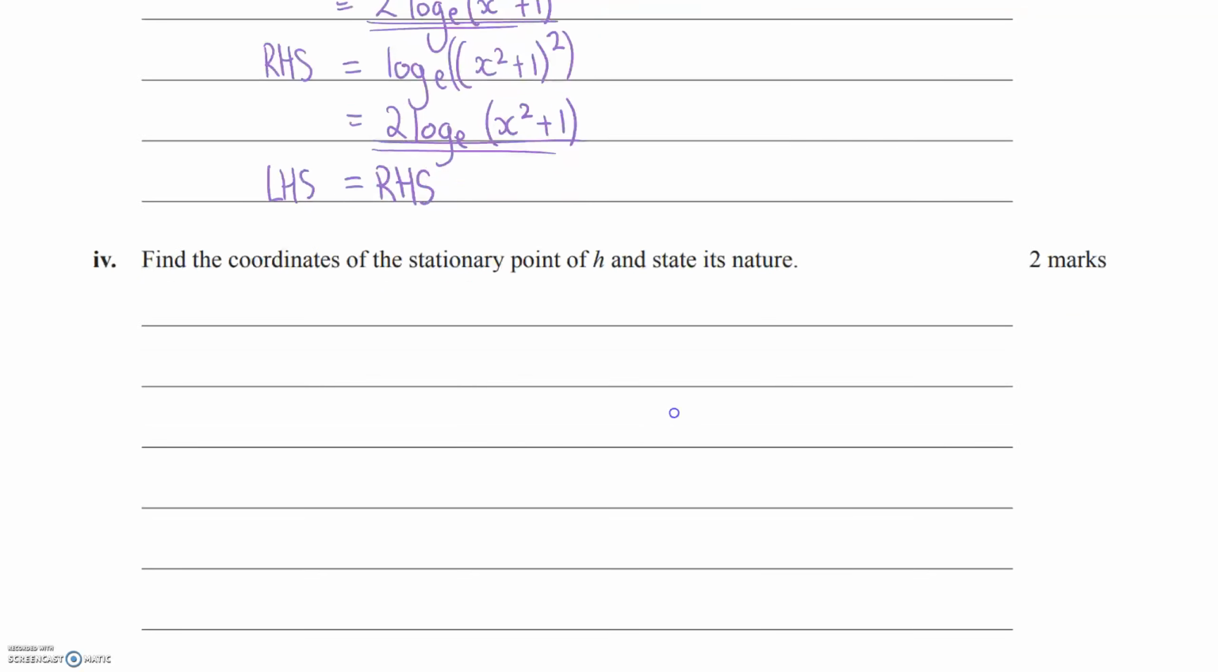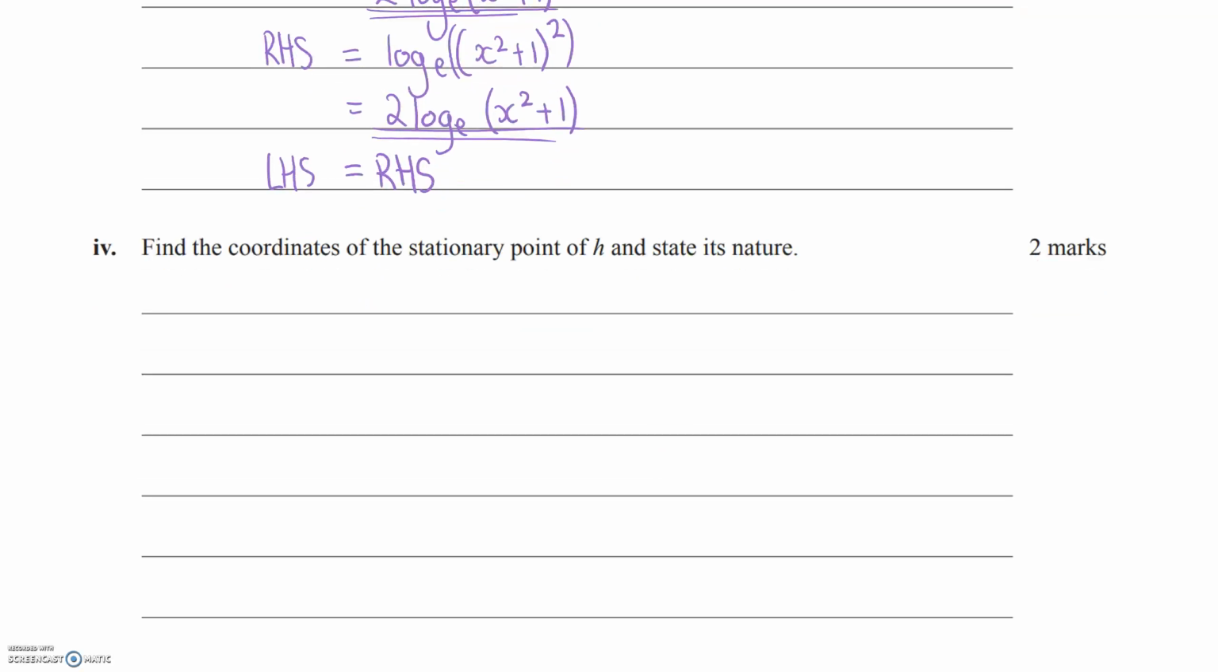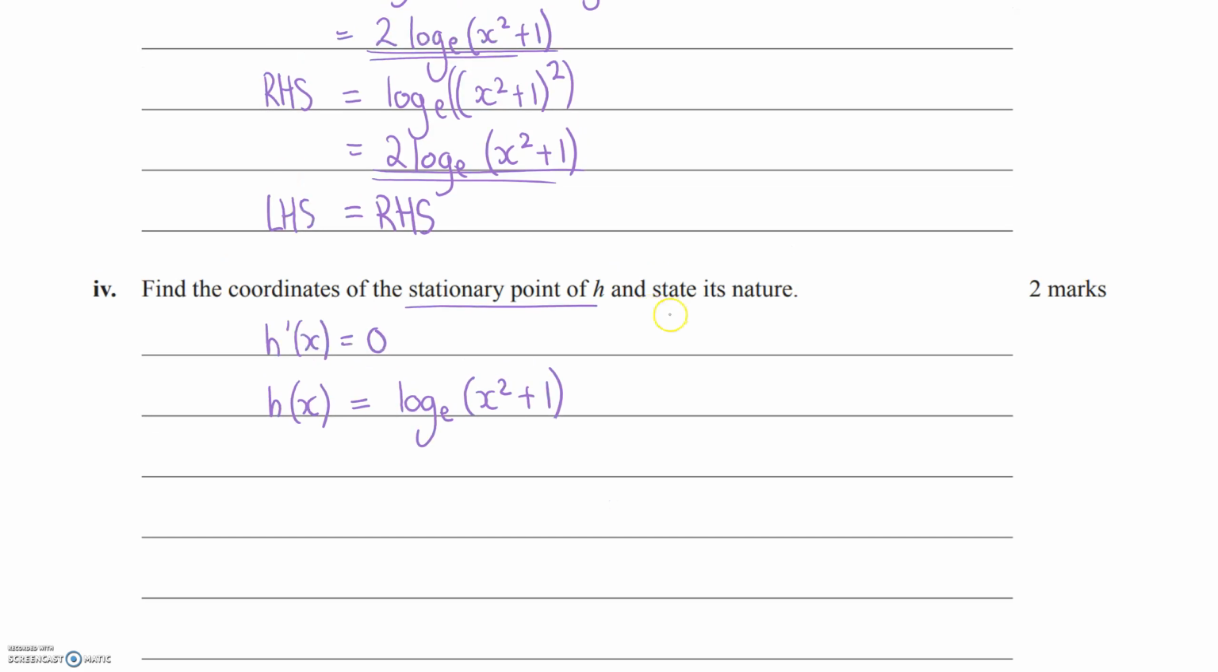So find the coordinates of the stationary point of h and state its nature. So to find the stationary point of h, we should be differentiating h and making it equal to 0. Well, h of x is equal to log e of x squared plus 1. Stating its nature is a little bit more messy though, so let's first figure this out. H dash of x is going to actually be 2x over x squared plus 1.